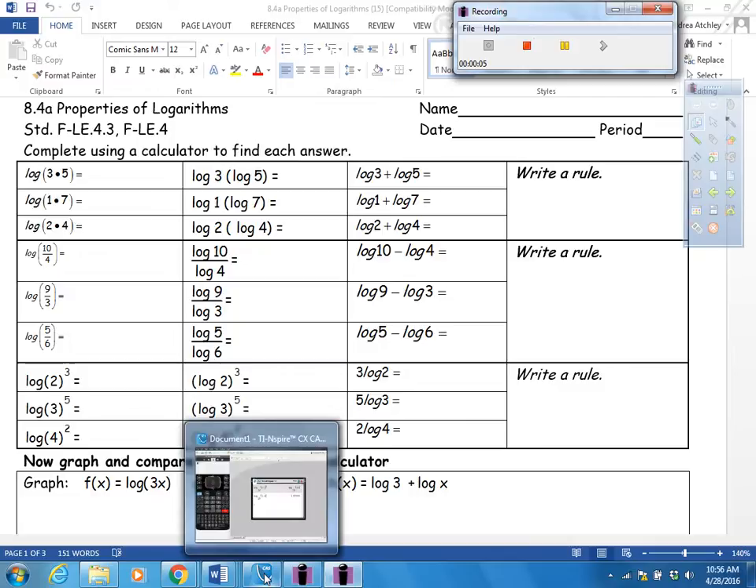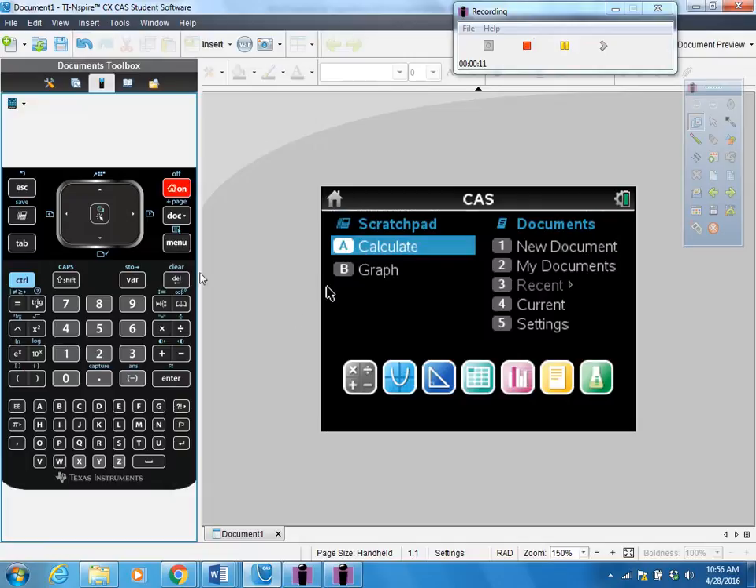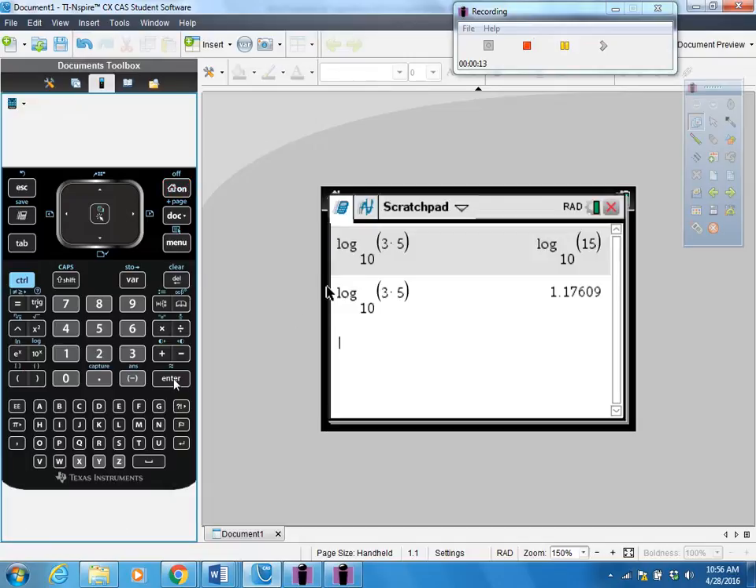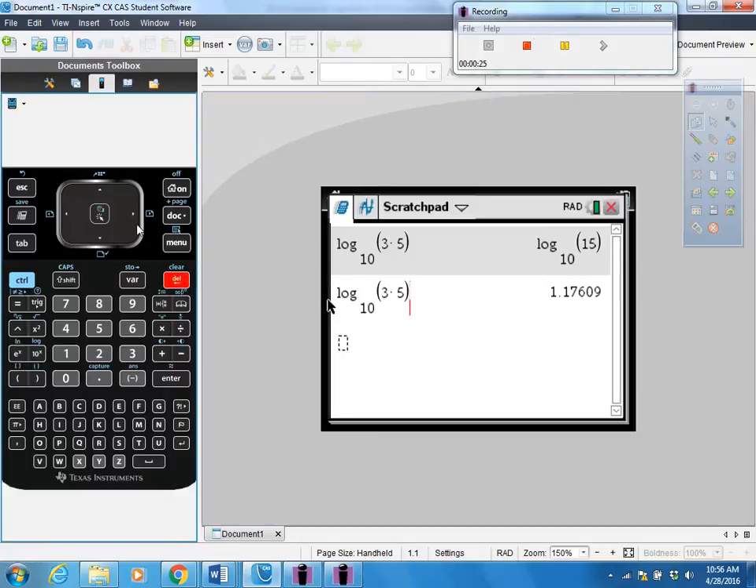Okay, so let's look at our calculators and see how we can use them. Just turn them on, go to calculate, hit enter. Okay, I'm going to delete mine. Okay, it doesn't want to delete. There we go.